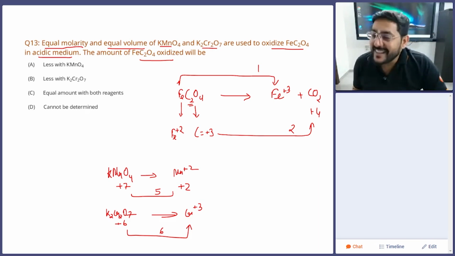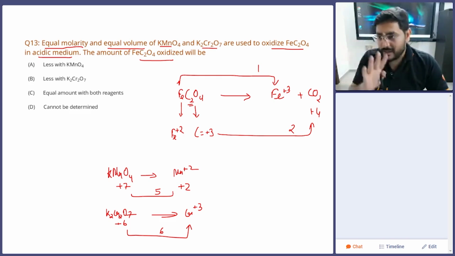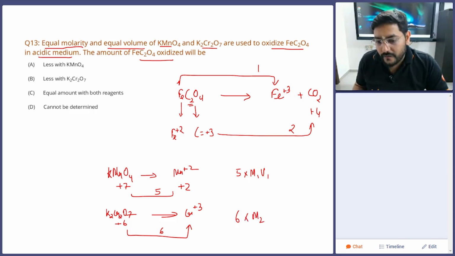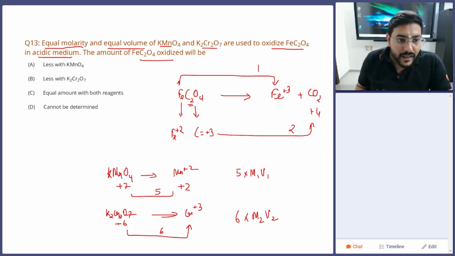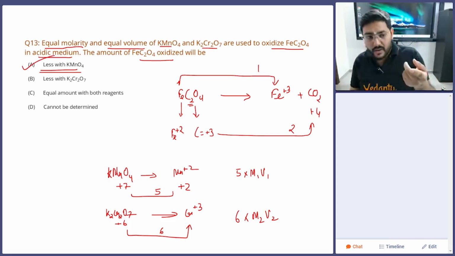Here K2Cr2O7, okay, +6 oxidation state, it is converting into +3, so change of again 6. Okay, don't say 3. If you are saying 3, then it is going to be wrong. Why? Because per molecule you have to check. Okay, from +6 to +3, 1 chromium, so 2 chromium are there, so 6. Yes or no? So can I say that here 5 into M1 into V1, and here 6 into M2 into V2? I think you will get your answer. Okay, the amount of FeC2O4 oxidized will be less with KMnO4. It is going to be higher with respect to K2Cr2O7 as compared to KMnO4. Yes or no? Yes. So the right answer is A only.